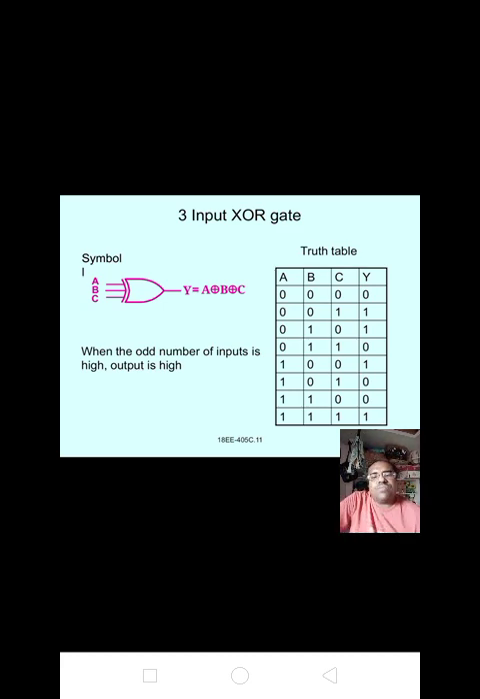Now the output for 0 is Y equal to 0, for 1 is 1, for 2 is 1, for 3 is 0, for 4 is 1, for 5 is 0, for 6 is 0, for 7 is 1. Okay, here it is a combination of XOR gate and XNOR gate. See, the first 4 bits represent the XOR gate and the last 4 bits represent the XNOR gate. Here the 3 input XOR gate is a combination of XOR and XNOR gate. Okay, Y equal to A XOR B XOR C.